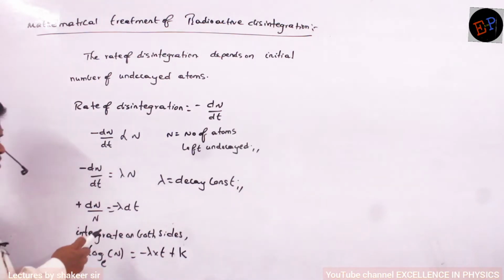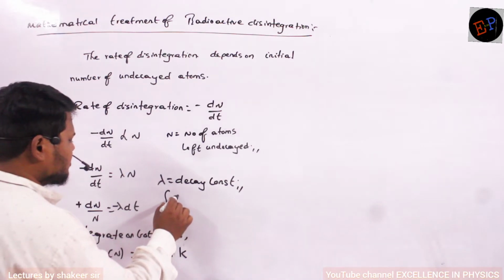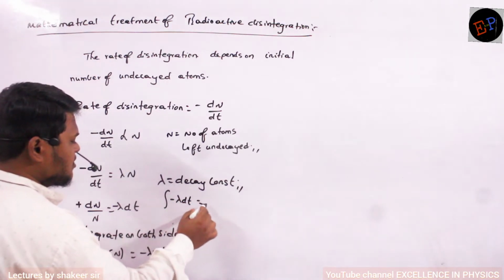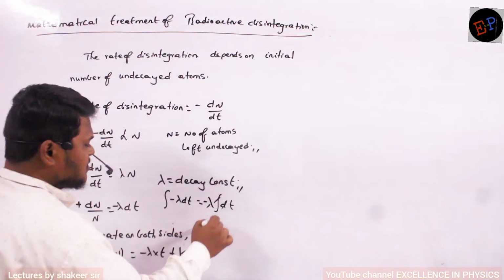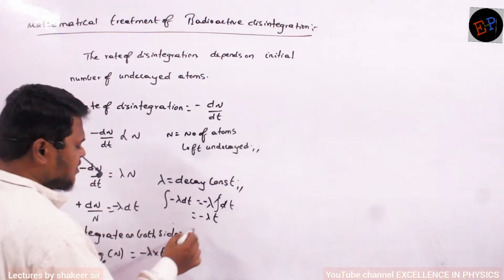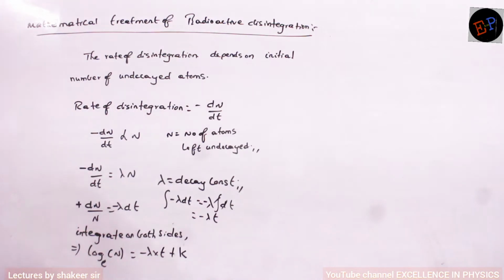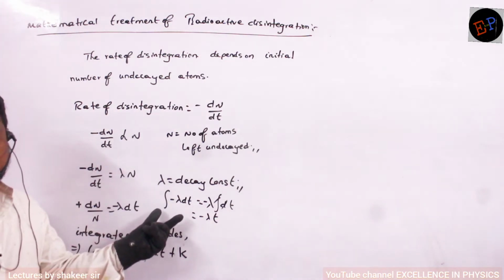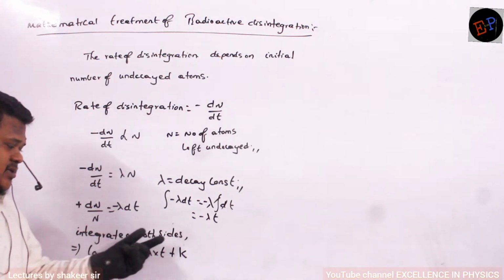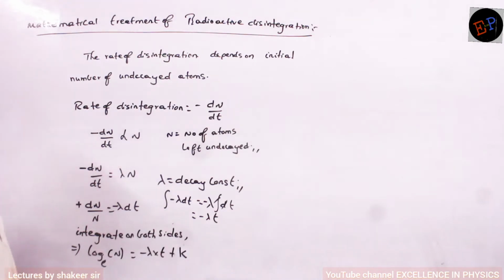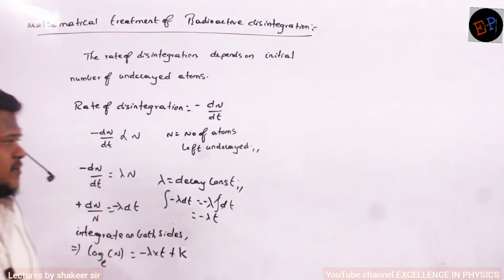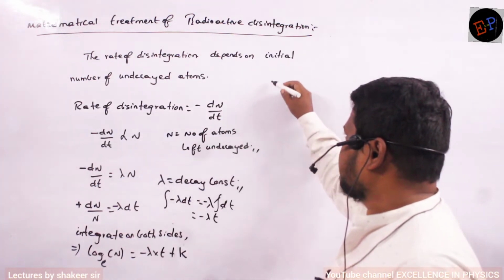Are you able to understand? See here, integration of minus lambda into dt. Lambda is a constant, so I will take it out of the integration. Integration of dt, integration and differentiation get cancelled, so minus lambda into t. This is what I will get. But the initial conditions may also be present, so after every integration you have to write a constant. That constant I am taking to be K. Now let us see how we can further proceed here.